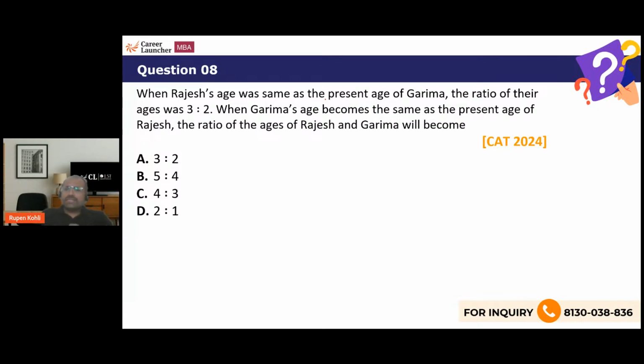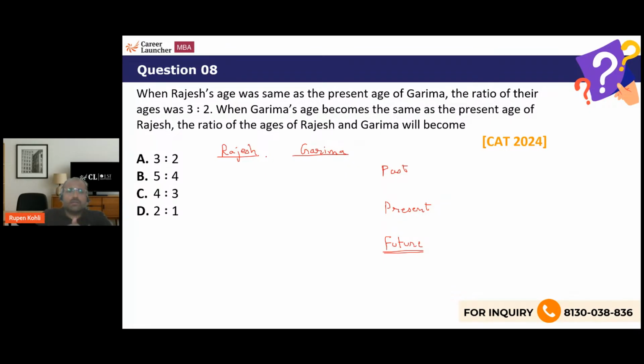So what is typically helpful is to make a small structured tabulation of the ages of the persons, keeping in mind the past, present, future, right? It means something like this. So there is Rajesh and there is Garima. There is past, present, and future, right? So we are trying to write the expression for their ages in terms of some variable.